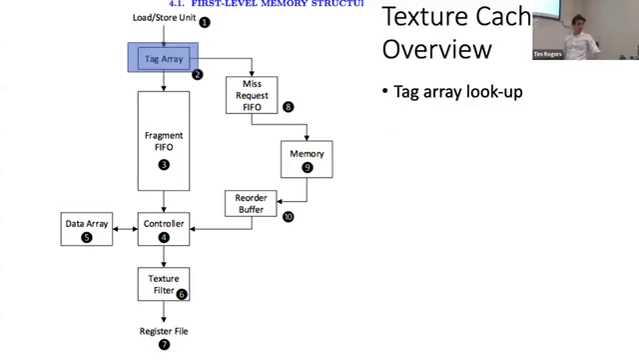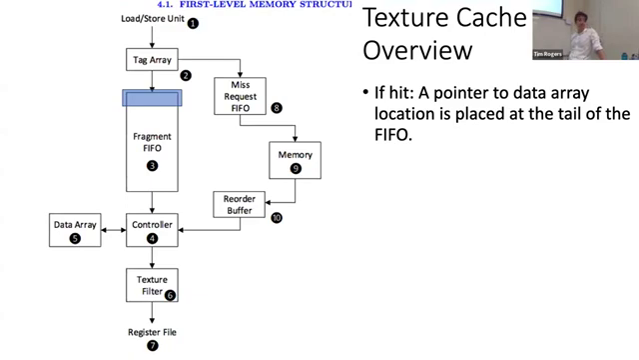Then you check the tag array. You check to see if it's in there or not. If it's a hit, that doesn't mean it's actually in the data array yet, but that means that another access has come in and inserted itself in the tag array. It could be in the FIFO still. By the time I get to the front of the FIFO, I know it's for sure going to be in the data array.